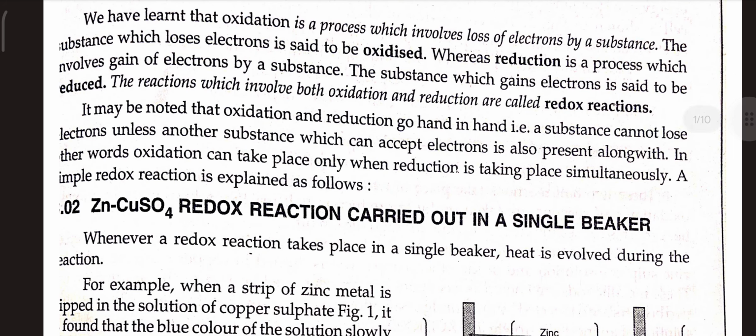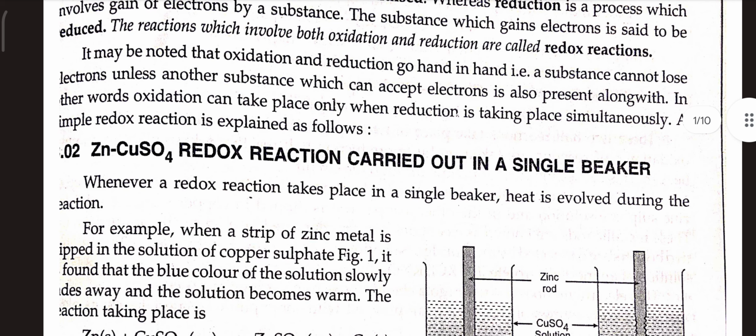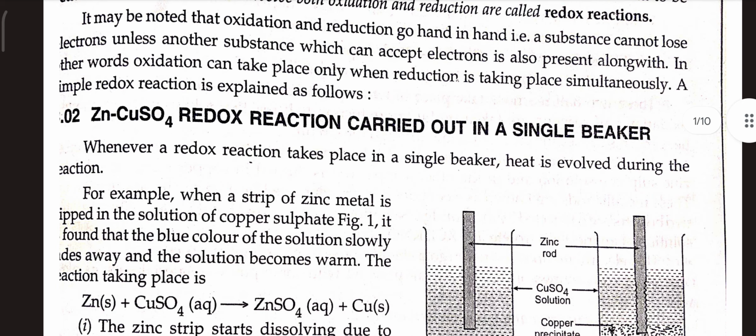The reactions which involve both oxidation and reduction are called redox reactions. It may be noted that oxidation and reduction go hand in hand. That is, a substance cannot lose electrons unless another substance which can accept electrons is also present along with it. In other words, oxidation can take place only when reduction is taking place simultaneously. A simple redox reaction is explained as follows.